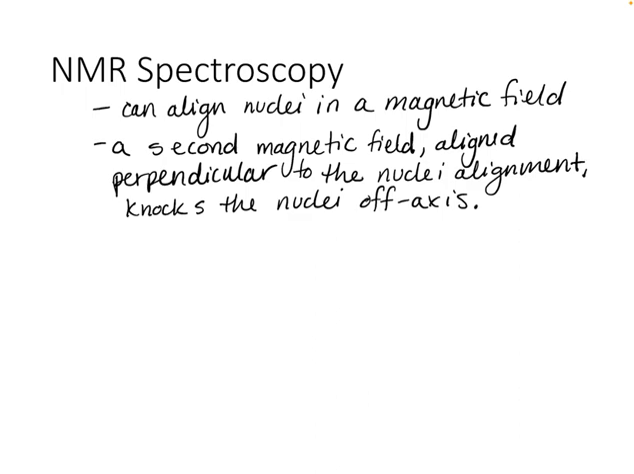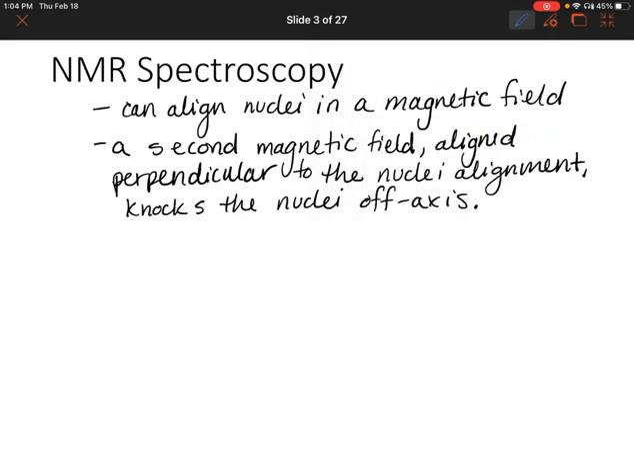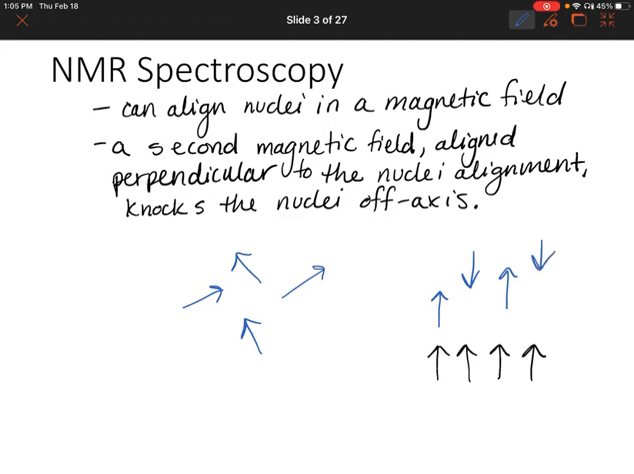Okay, so let's say that we have some nuclei. They're all just pointing in different directions. And then we apply an external magnetic field that's very distinct. Those nuclei can now either align with the magnetic field or against the magnetic field. And once they're aligned with or against, another magnetic field that's perpendicular is going to come in and knock down these aligned nuclei.